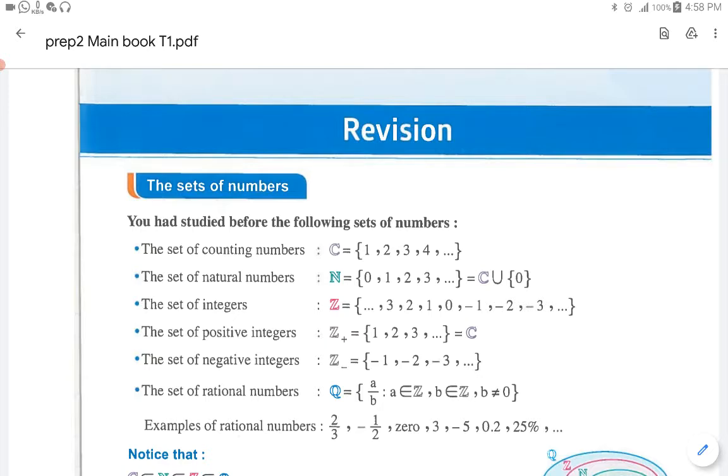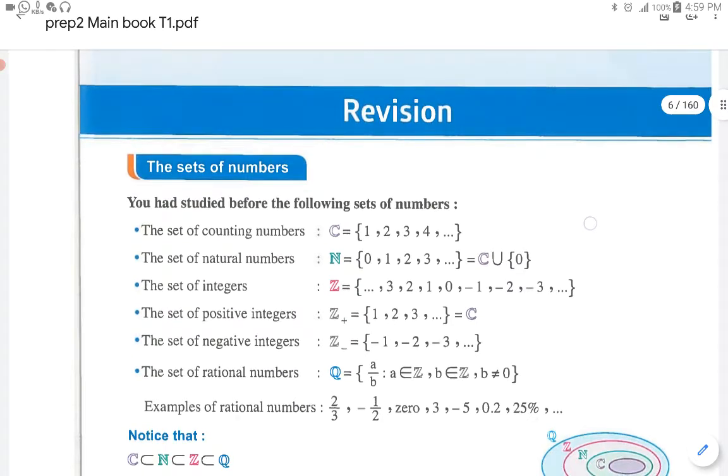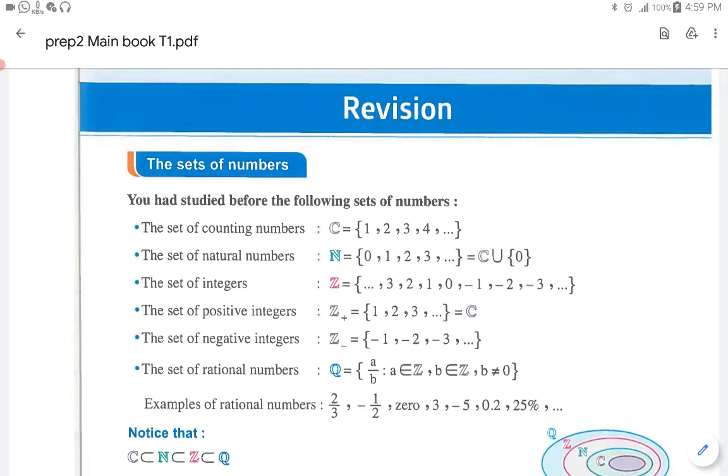The sets of numbers. As first, the set of counting numbers. Counting numbers, احنا عارفين counting numbers start by 1, 2, 3, 4 and so on, and denoted by C. بنرمزها بالرمز C. Set of natural numbers. Natural numbers هي counting numbers وبنزود عليها الزيرو، يبقى 0, 1, 2, 3, 4 and so on, and the natural numbers denoted by N. Then the set of integers.